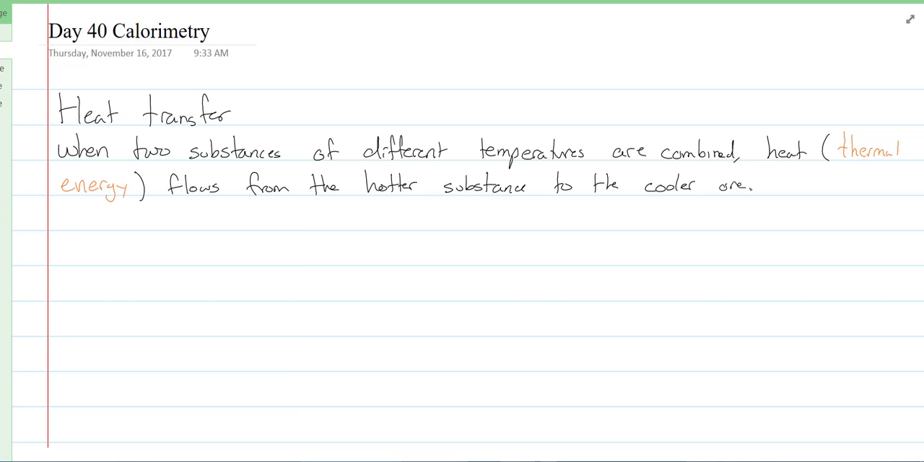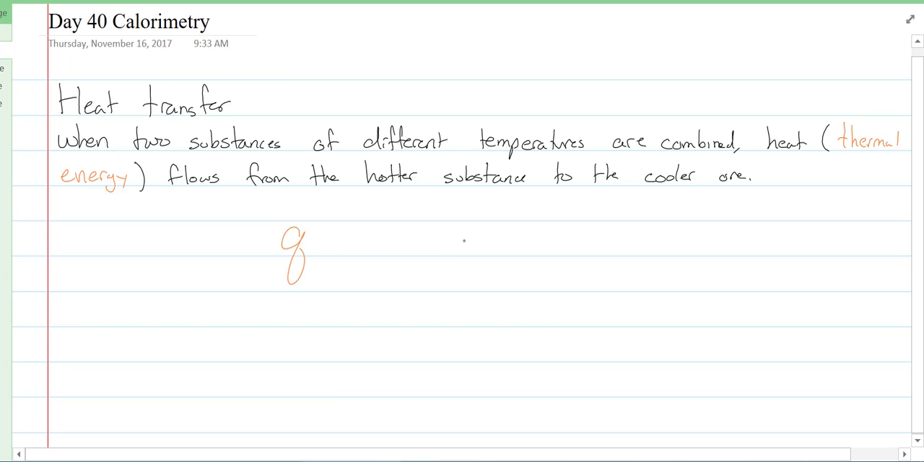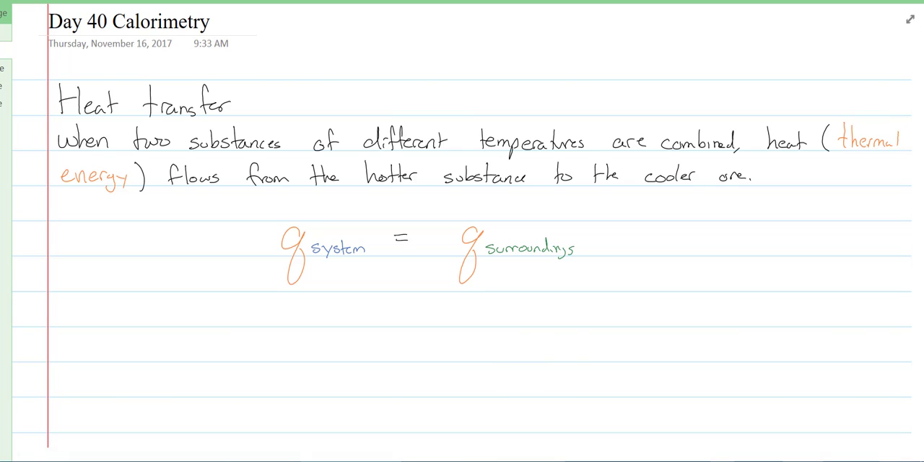When we have two substances, they both have a heat content, Q and Q. One is for the system that we're going to talk about, and the other one is for the surroundings. And they equal each other, except one is negative. There's no energy lost in heat transfer.